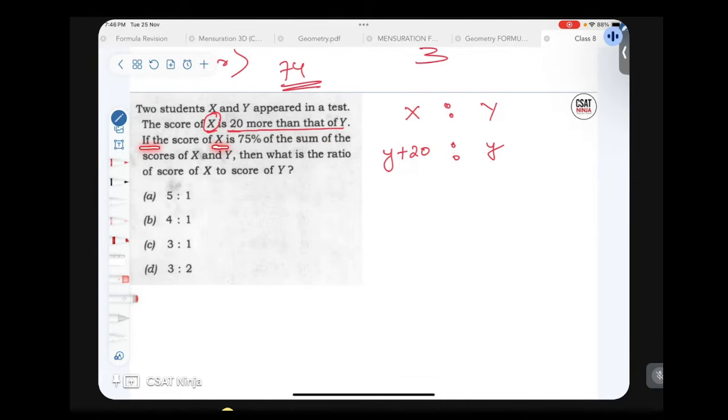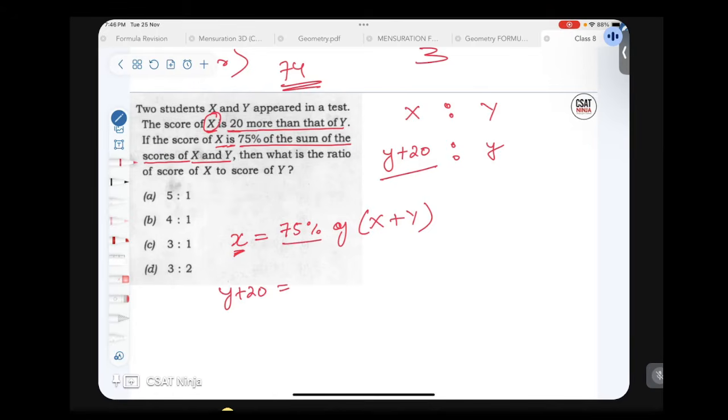If the score of X is equal to 75% of the sum of the scores of X and Y, 75% of what? Sum of the scores of X and Y. I'll just use capitals here, X and Y. Now let us put the values. Okay. What's the score of X? X's score is Y plus 20. Y plus 20 is the score of X.